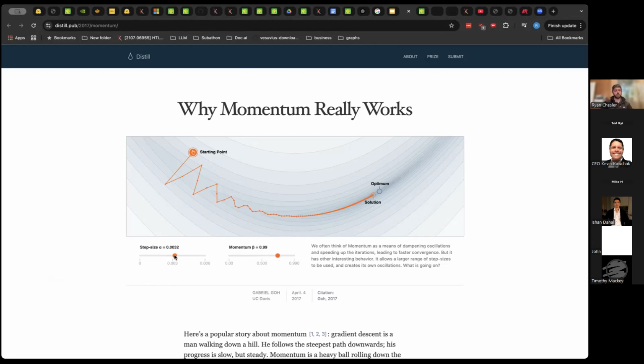So we can adjust this learning rate here, and if I go really small, then it doesn't really move anywhere. It doesn't go down this slope at all. If I go too high, it starts going crazy and is just missing all of the steps. It's going too far. It's overshooting where it's trying to land. And then the other parameter is the momentum.